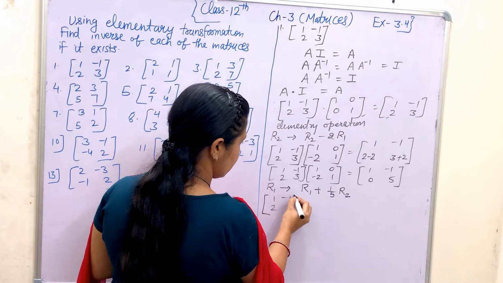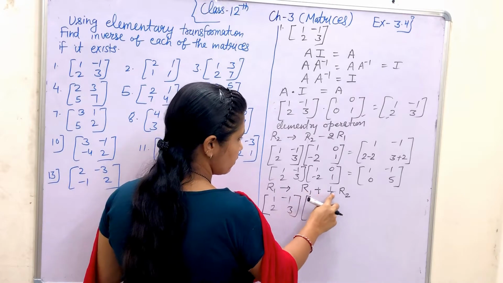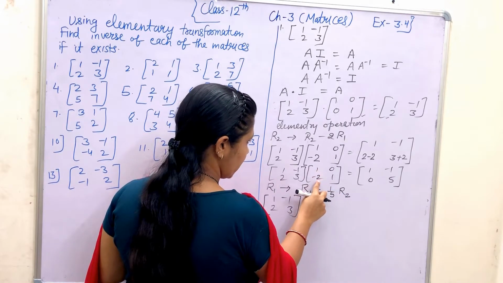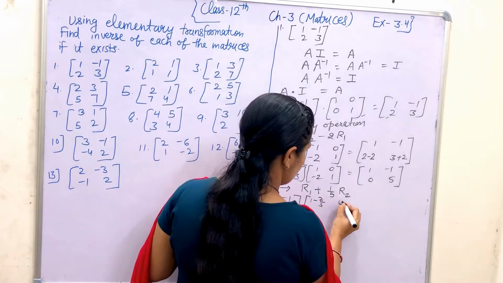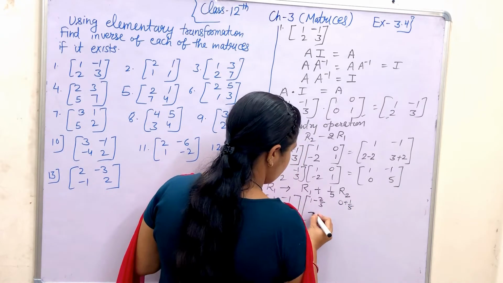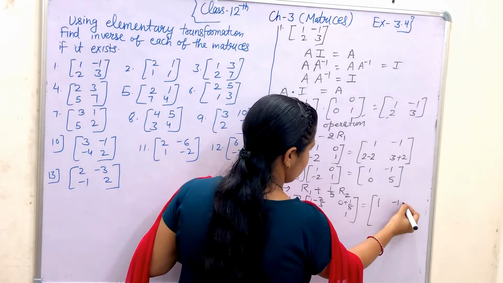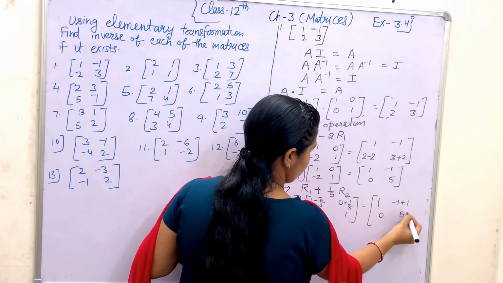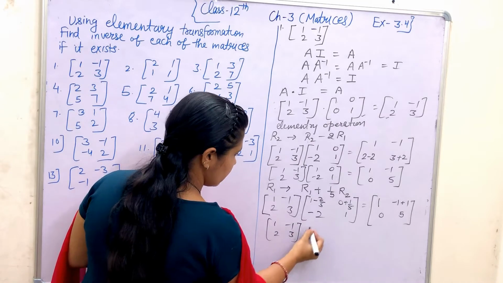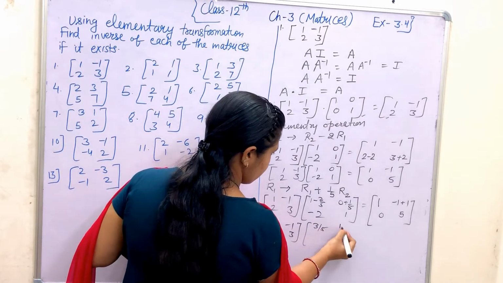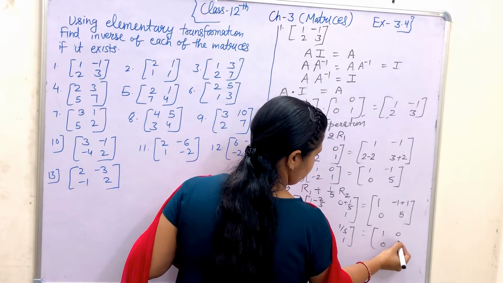1, 2 minus 1, 3. Here we say R1, we change our R1. How can we change? R1 plus 1 by 5 R2. R1 plus 1 by 5 R2. 0 plus 1 by 5. Here is minus 2 and 1. We get here 1 minus 1 plus 1, 0, 5. 1 minus 1, 2, 3. Here we get 3 by 5, 1 by 5, minus 2 and 1. Here is 1, 0, 0, 5.